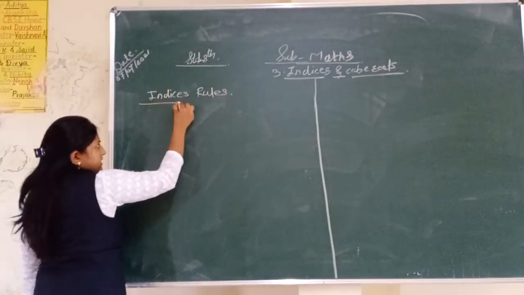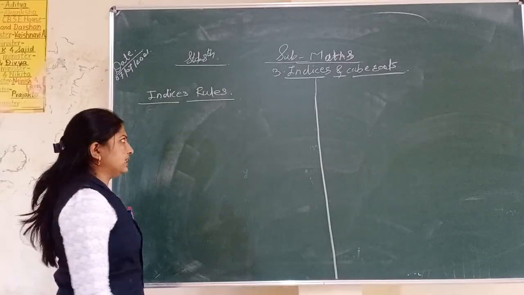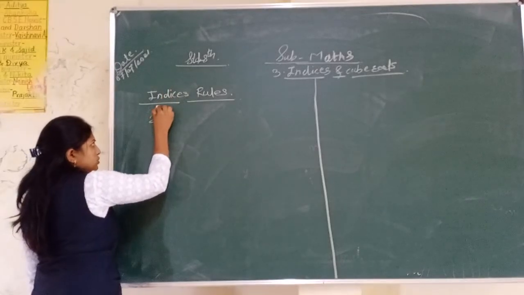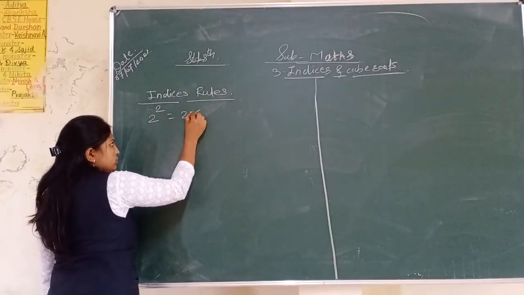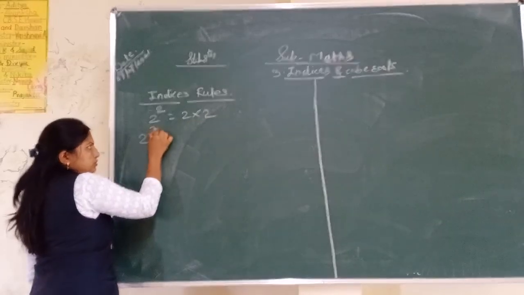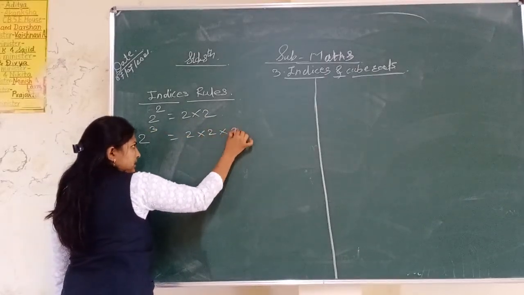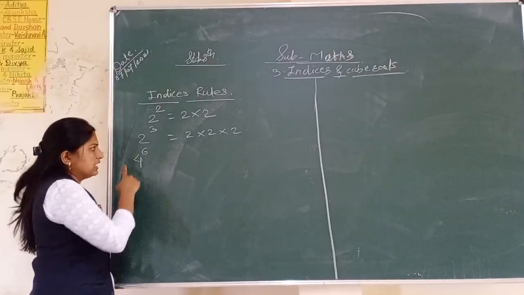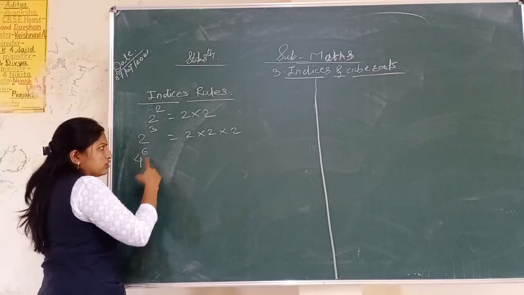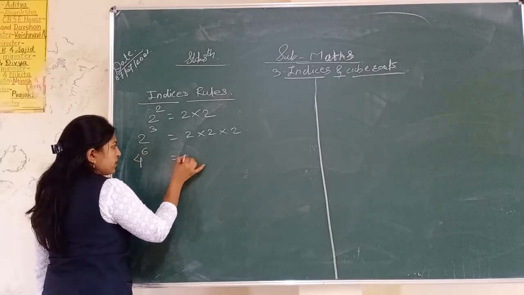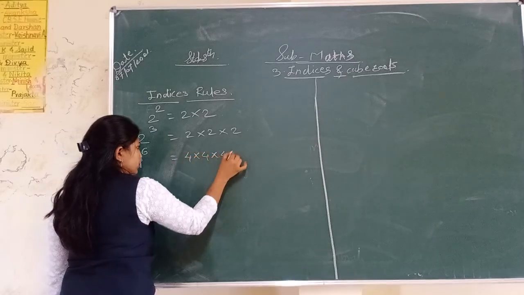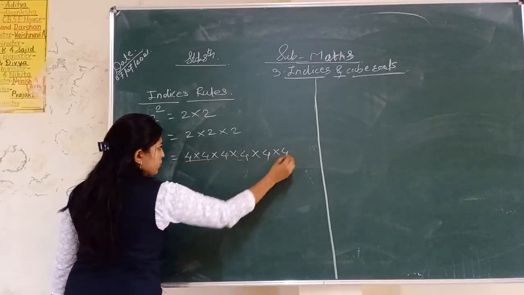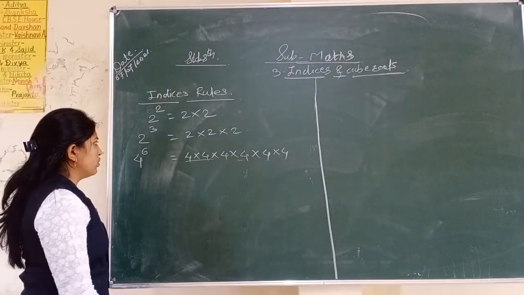Rules of indices. What is the meaning of indices? Indices means the multiplication form. 2 square is 2 into 2. 2 cube is 3 times multiplication of 2. Similarly, 4 raised to 6, reading is raised to, means 4 into 4 into 4 into 4 into 4 into 4. 6 times 4 means 6 times multiplication of 4.